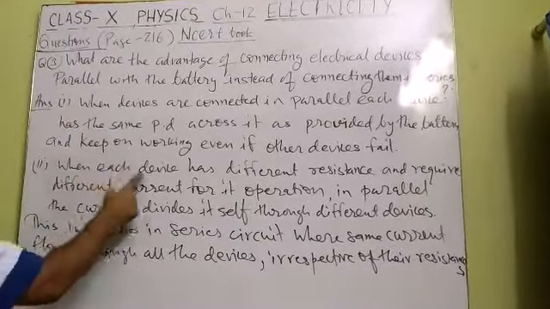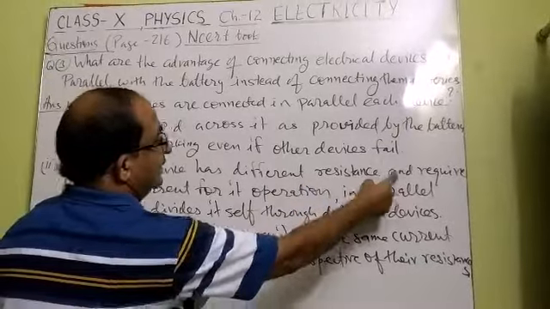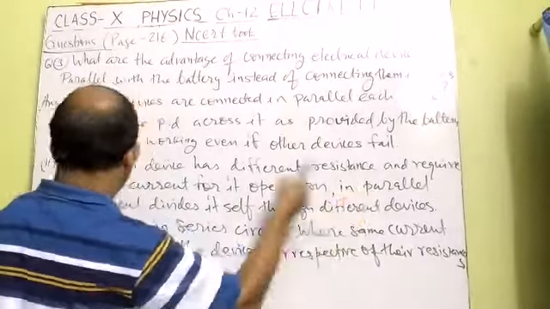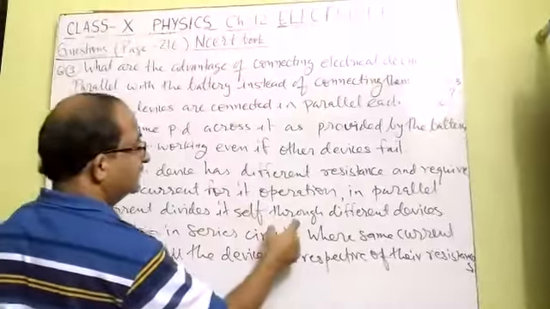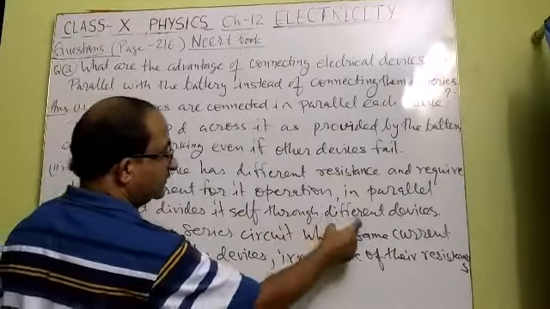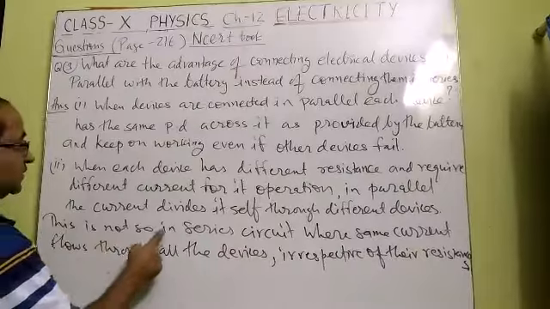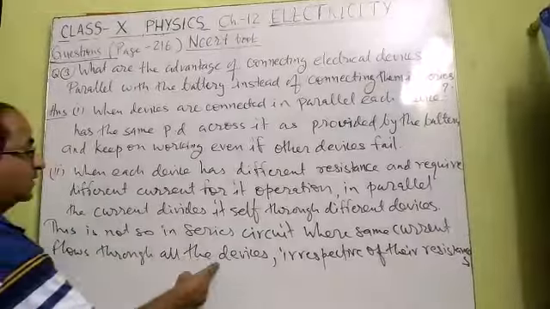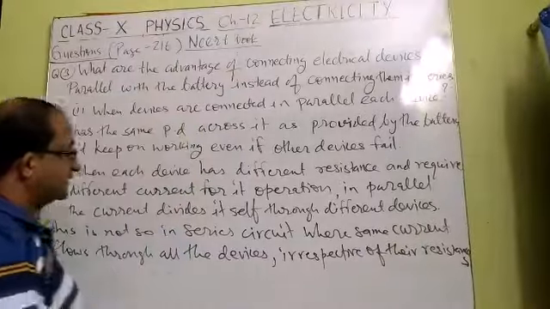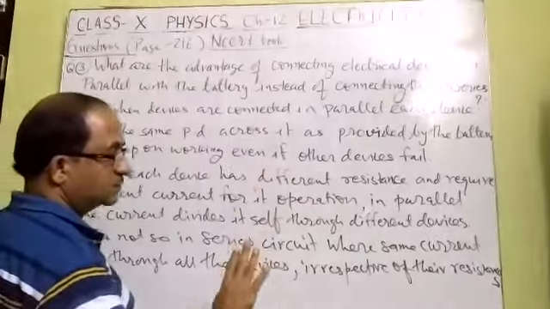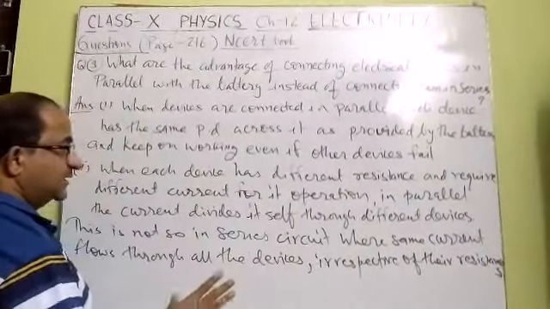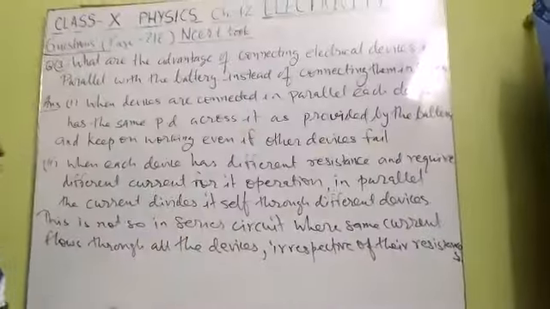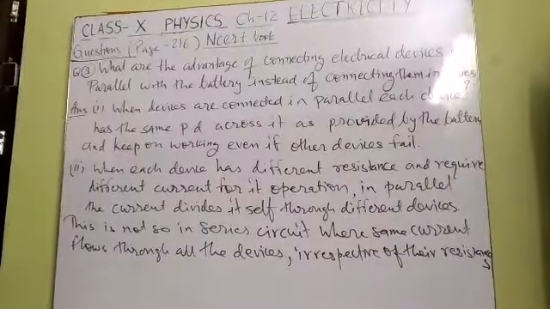Second point, when each device has different resistance and requires different current for its operation, in parallel the current divides itself through different devices. This is not so in series, where the same current flows through all devices irrespective of their resistance. Means in series, the amount of current flowing through each resistance will be the same, which is impractical because different devices require different amounts of current. So all the devices must be connected in parallel with the battery.